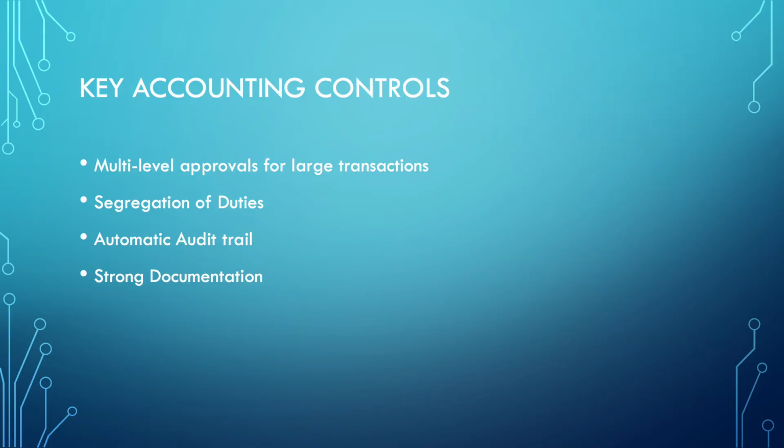So the key accounting controls would be multi-level approvals for large transactions, or transactions that are deemed more important than normal ones would be. Segregation of duties, so that no one person has too much power and they can mess up a lot of stuff. Another would be automatic audit trail, which is just good for keeping strong documentation, and in case there's an audit, you never know.